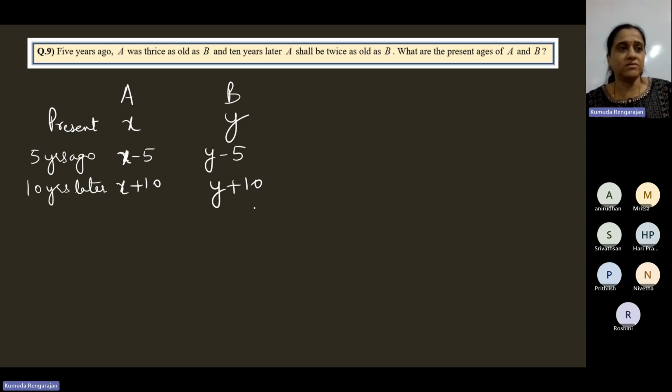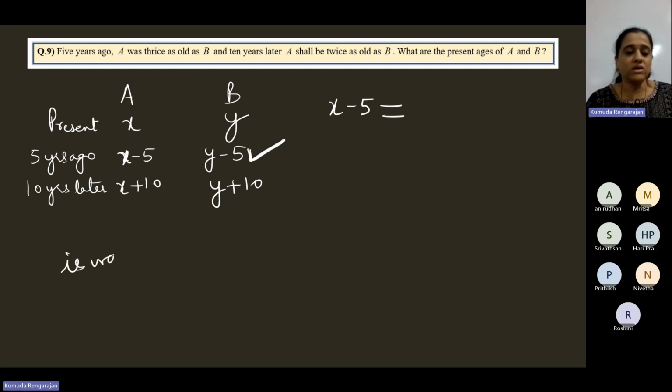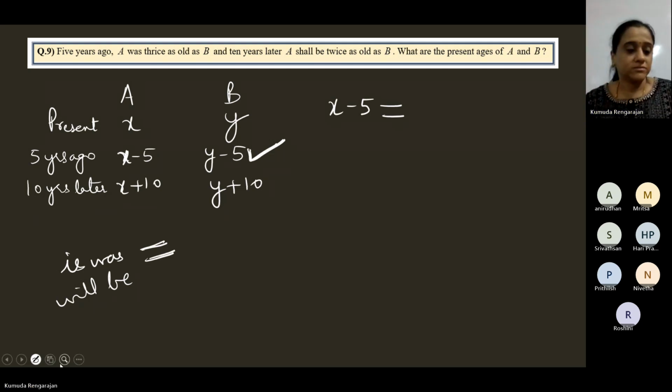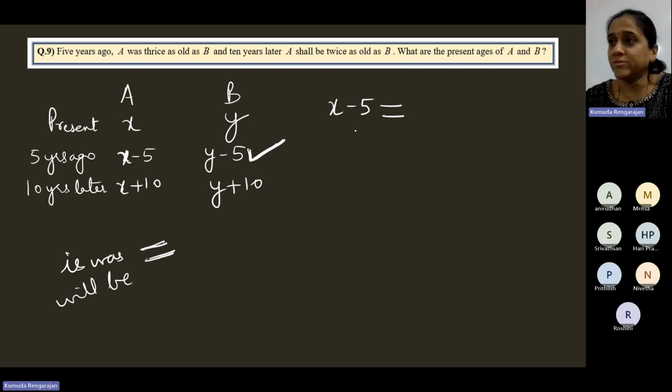Now the equation. So this is the assumption. 5 years ago, so we'll have to use this one. Is, was, will be, all this translates to equal to in mathematics. A was: A meaning you should write X minus 5, was meaning equal to, thrice meaning 3 into, as old as B, B means Y minus 5.